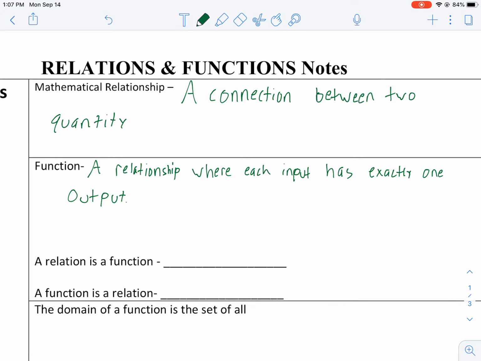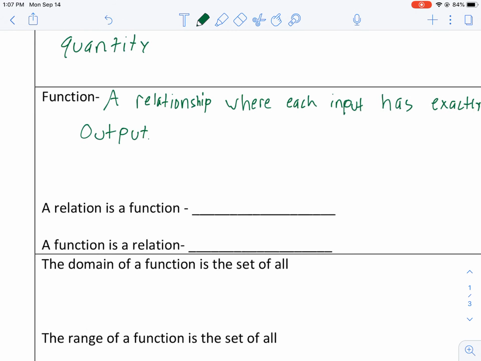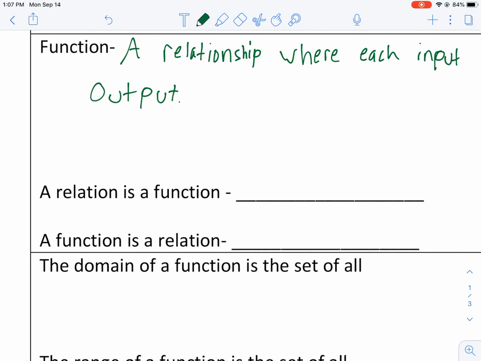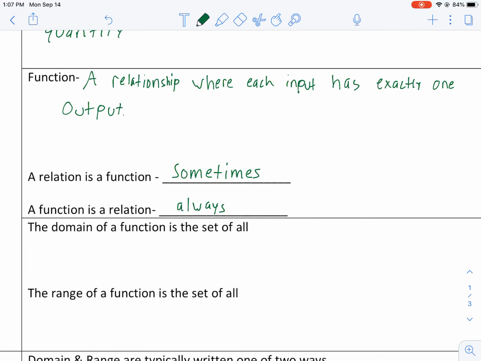So there are plenty of relationships that aren't functions, but all functions are relationships. So a relation is a function sometimes, and we'll be showing you today some relations that are not functions. But a function is a relation always, okay? So it's a type of connection between two quantities with a specific caveat that each input has exactly one output.